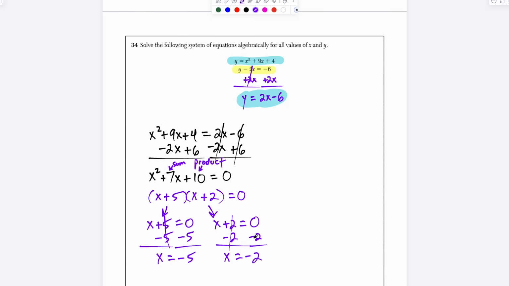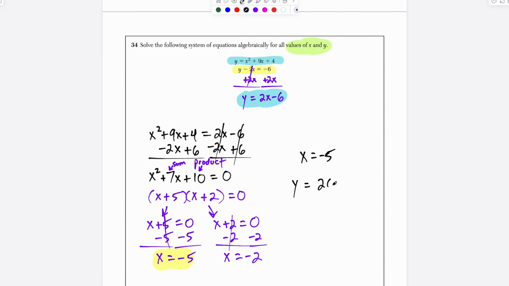But if we stop here, this is very sad to stop here. There's more to do. The question said to solve algebraically for all values of x and y. So what we do from this step is we plug in the x values we found into one of the equations to solve for the corresponding y value. Okay, so let's just do that now. When x equals -5, I could plug into any one of the equations, but I'll plug it into this one because this one already says y equals.